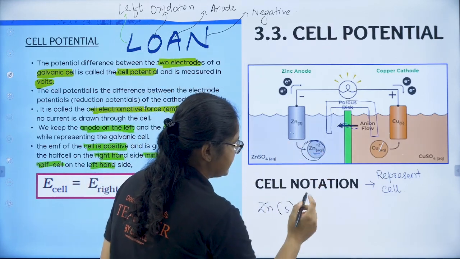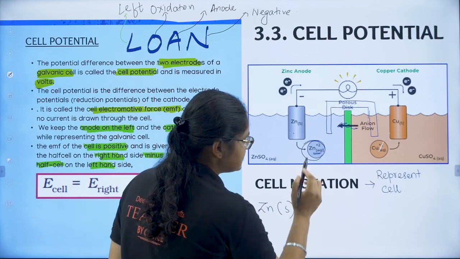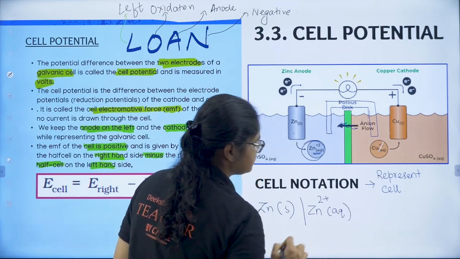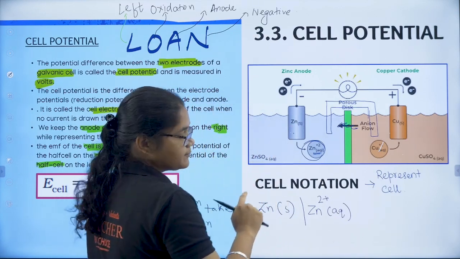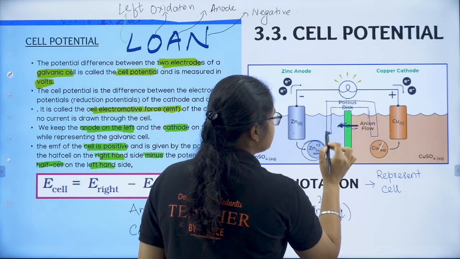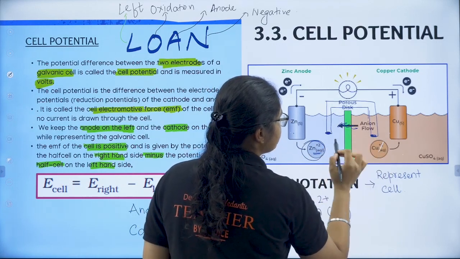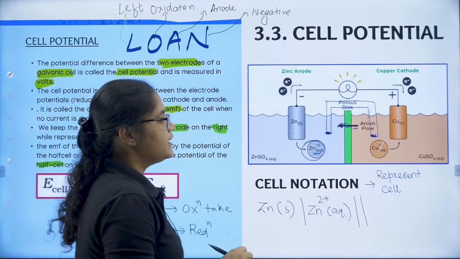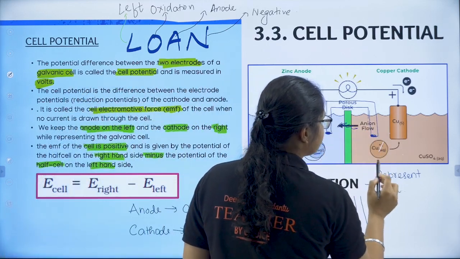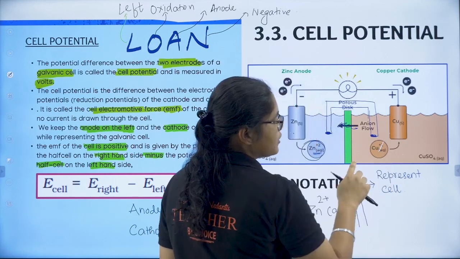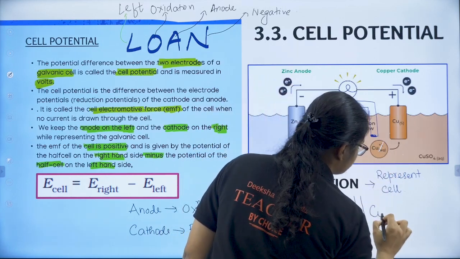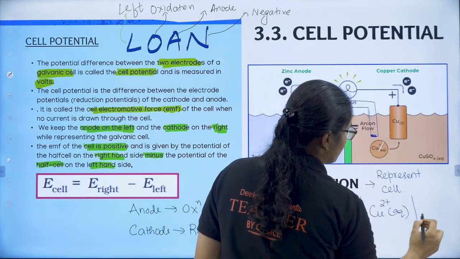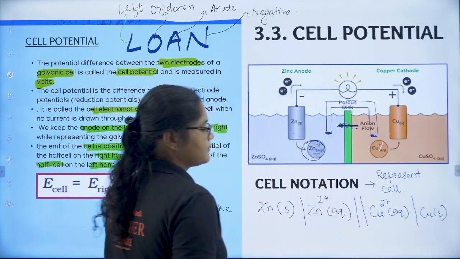So when there is a phase change, I put a single line, and then in the solution I have Zn2+, which is aqueous solution, right? Now this Zn2+ solution is in contact with what? Is in contact with the salt bridge, right? So we will have a salt bridge here. Salt bridge is represented with a double line. Next, this salt bridge is in contact with what? This ion, which is copper 2+. Copper 2+ is in aqueous solution. So you will mention Cu2+ aqueous. Next, this is in contact with the copper electrode, which is again in the solid state, right?